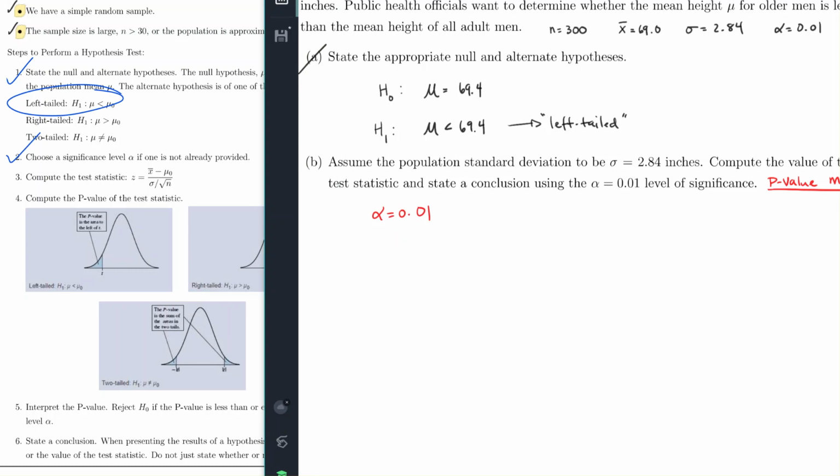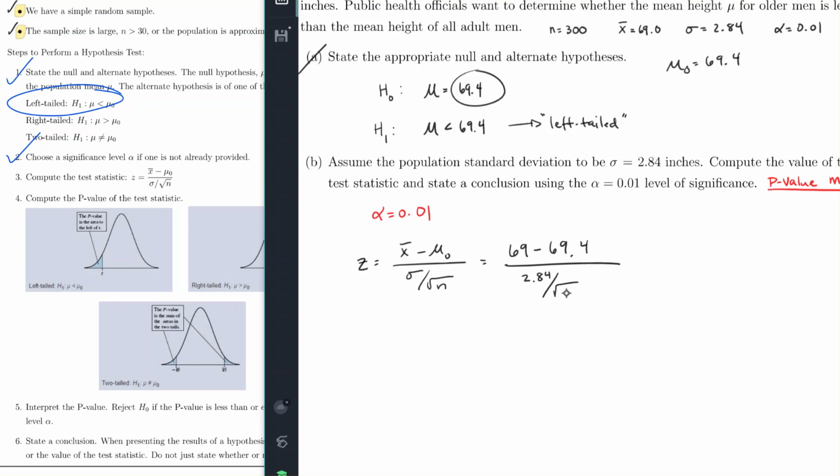Next, I calculate the test statistic. So z is my x bar minus our mu naught. And keep in mind the mu naught is this value, divided by sigma over the square root of n. So for this particular problem, this will be 69 minus 69.4 over 2.84, which was then divided by the square root of 300. Now I'm going to type this into the calculator and round to 2 decimal places. When we round to 2 decimal places, I get negative 2.44 as my z value.